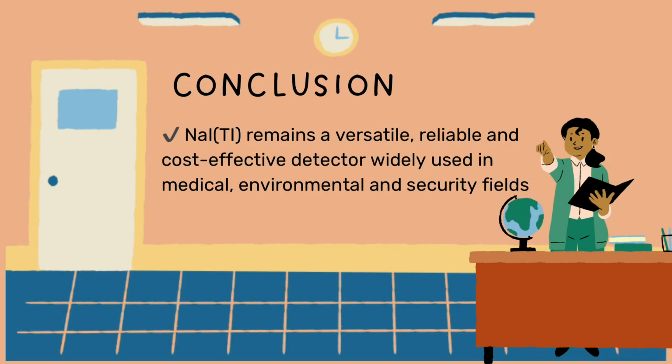In conclusion, NaI(Tl) scintillation detector remains one of the most widely used radiation detectors today. Although they do not offer the highest energy resolution, their high efficiency, fast response, low cost, and ease of use make them extremely valuable in medical, environmental, security, and educational application. Overall, NaI(Tl) detector continues to be a reliable and cost-effective solution for gamma radiation detection.